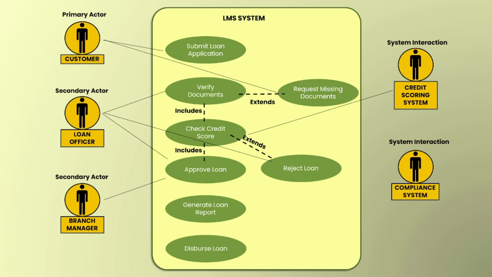Then if this branch manager decides to give the loan to the customer, the branch manager will interact with another use case, which we call generate loan report. Then this loan report is verified by the compliance system. Again, the compliance system is different from the loan management system. It is different software, but it is interacting with our loan management system, so we will say it is nothing but an actor. So the report is generated and verified by the compliance system, and everything happens.